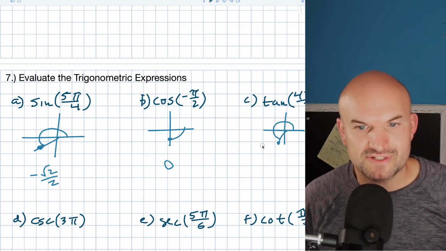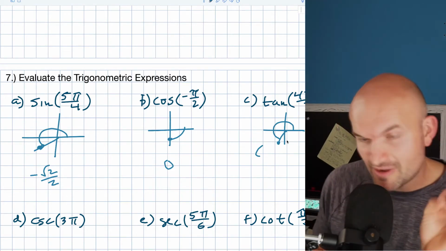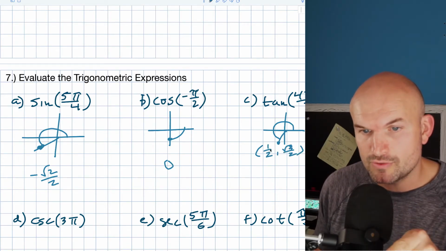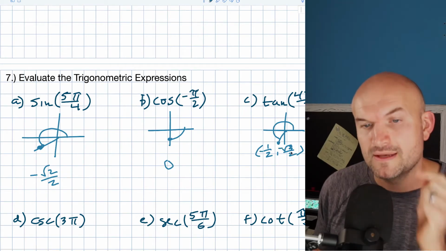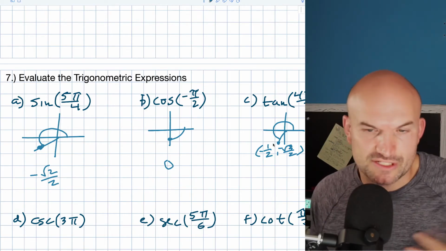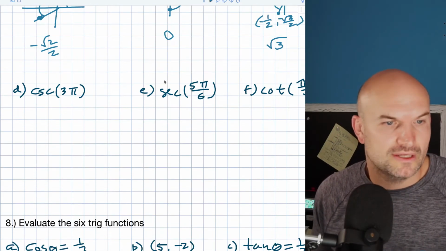Now this one, sometimes for tangent, I do like to write the x and y. So pi over 3 has the reference angle of pi over 3. So that's going to be 1/2, comma, square root of 3 over 2. But again, remember, it's in the third quadrant, right? So that's a negative and a negative. So now I have the y coordinate over the x coordinate. Well, the negatives and the 2's are just going to divide out. So that's going to leave me with square root of 3.